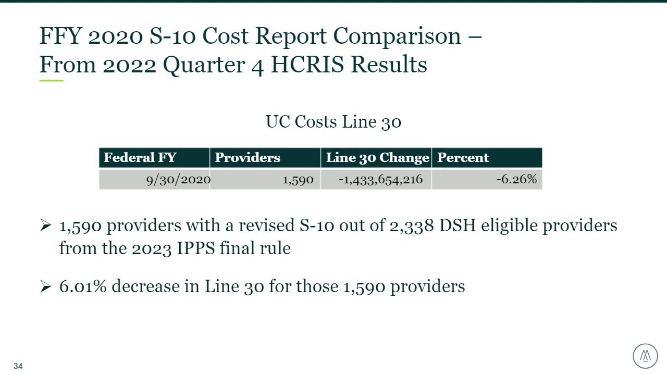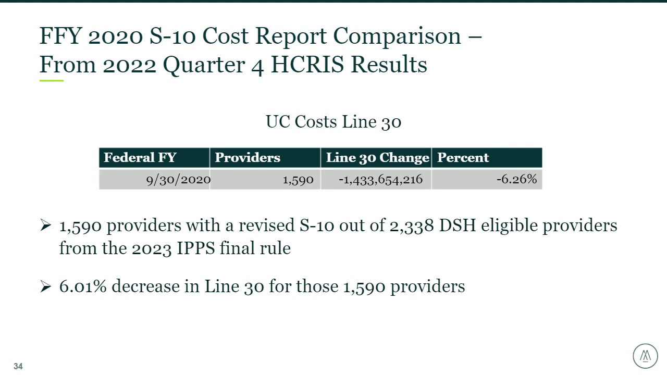So to give a little bit of background, the analysis we're presenting today from HCRIS is the change in the federal 2020 S-10 cost reports that occurred between a provider's most recently filed cost report versus what was settled at the end of 2022 when the audits were completed. We did it this way so that if a provider amended their cost reports prior to the audit, it would be a fair comparison of their latest filing versus what was settled in audit.